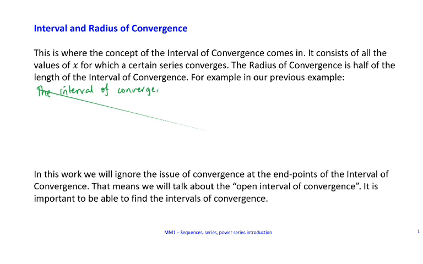was -1 is less than x, which is less than 1. Okay, and the radius of convergence is 1. It's half the interval.